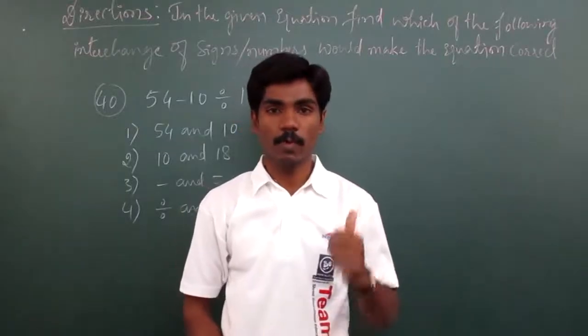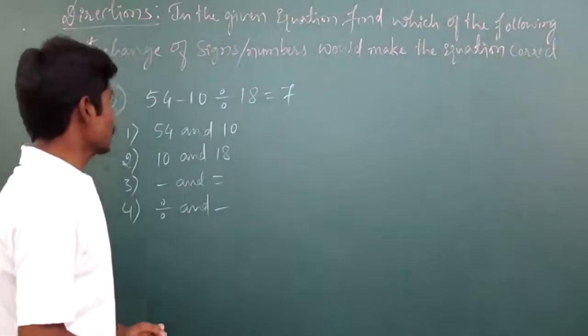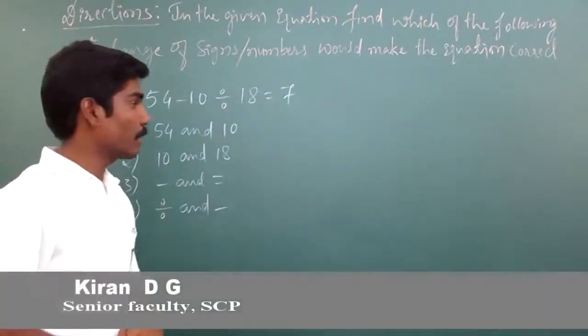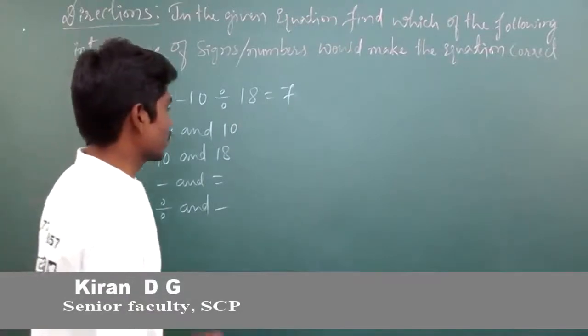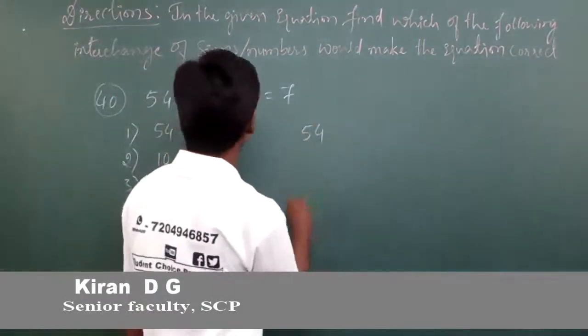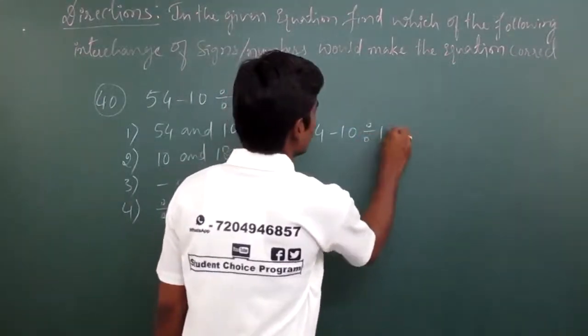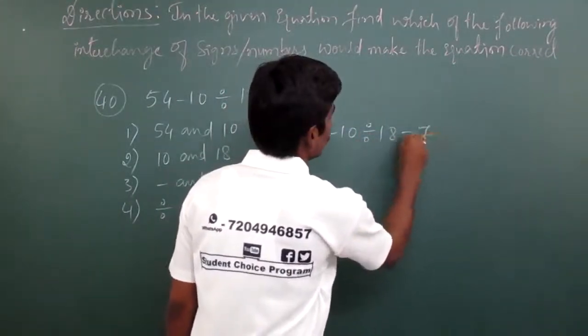Well friends, here is one more problem. The given problem is 54 minus 10 divided by 18 is equal to 7. Okay. First let me consider the given question as 54 minus 10 divided by 18 is equal to 7.